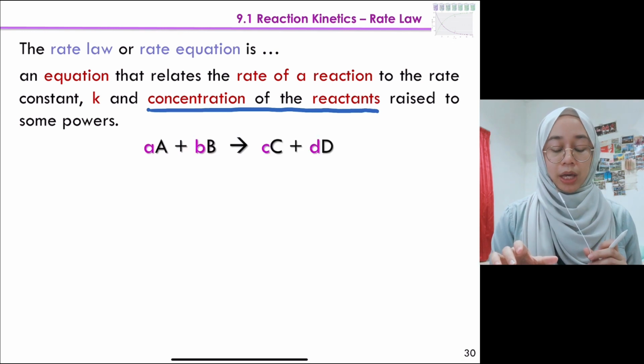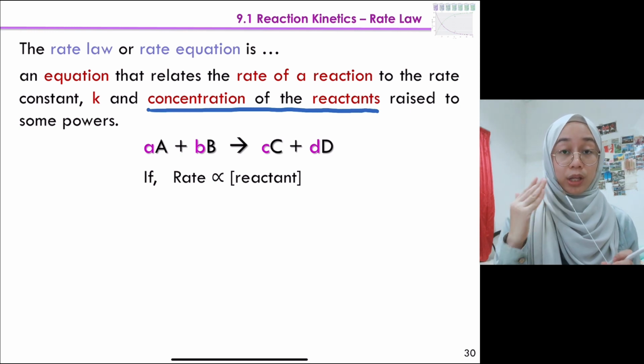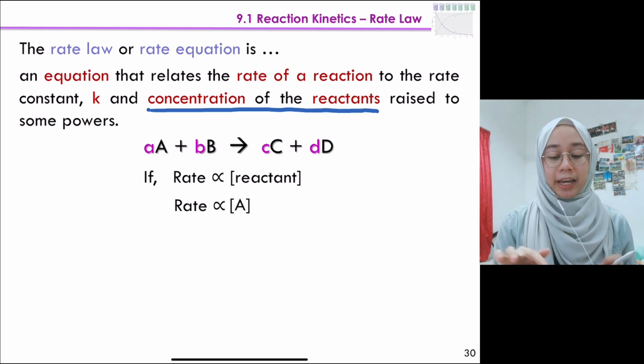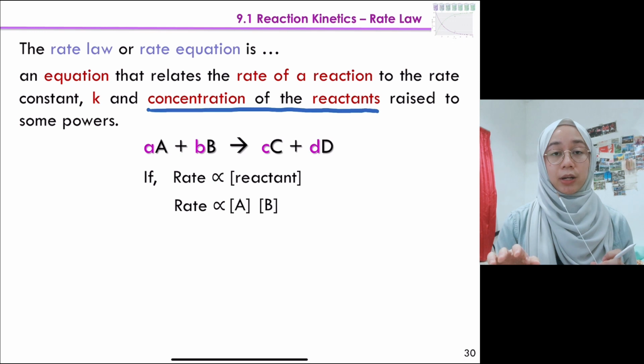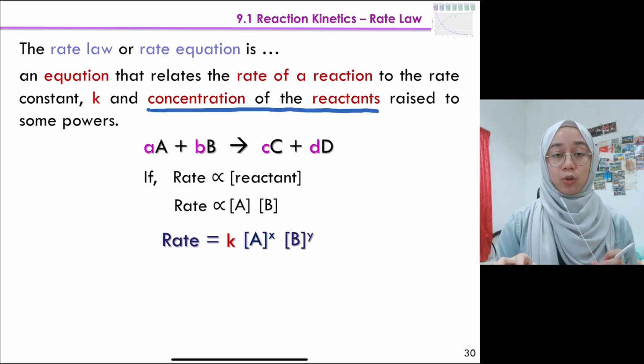So if we have A with B producing C and D, basically the rate is directly proportional to the concentration of reactants. In order untuk kita buang the proportionality, kita ambil A dengan B kat situ sebab kedua-dua tu adalah reactant kita. Kita tambah constant, so that's why rate is equal to k times the concentration of A to the power of x, times the concentration of B to the power of y.